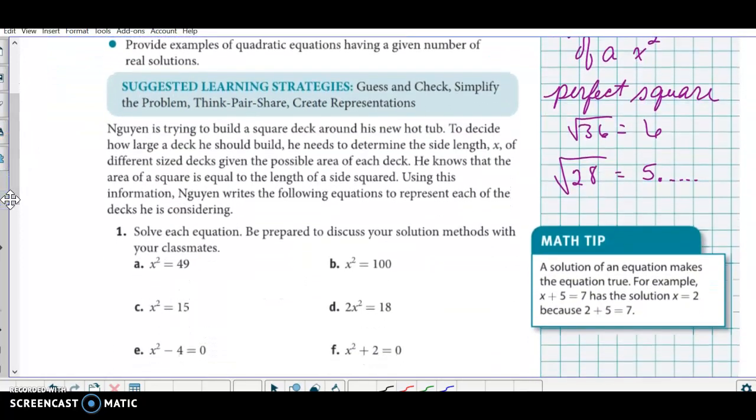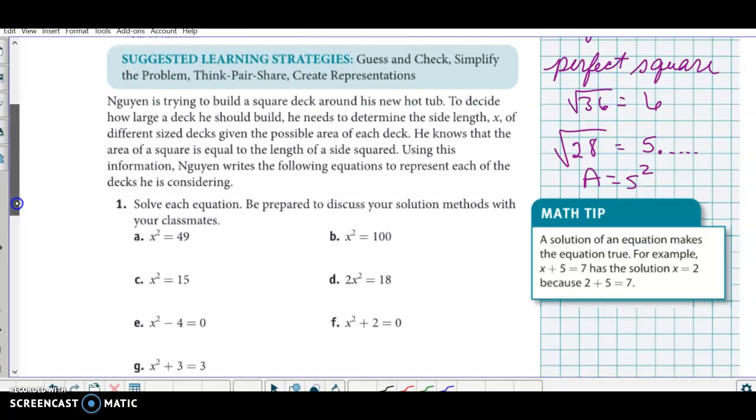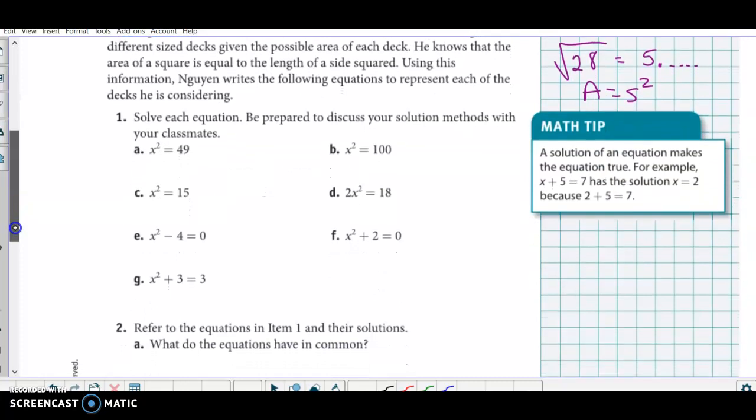Win is trying to build a square deck around his new hot tub. To decide how large a deck he should build, he needs to determine the length of the side, x, of different sized decks given the possible area of each deck. Keep in mind, the area of a square is side squared. So whatever number x is times itself would be the area. Using the information, he writes the following equations to represent each of the decks he's considering.